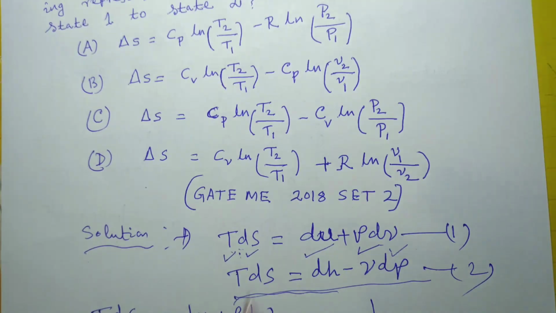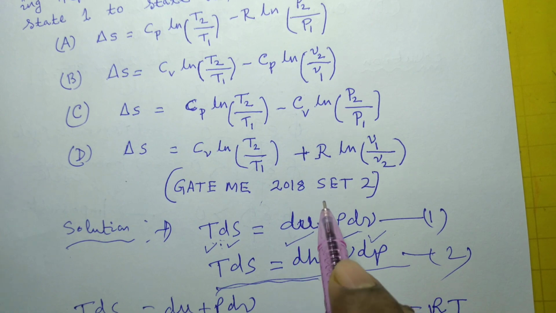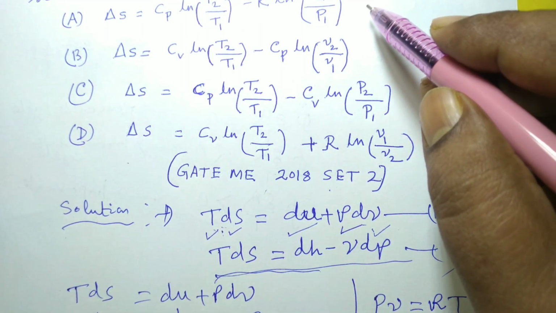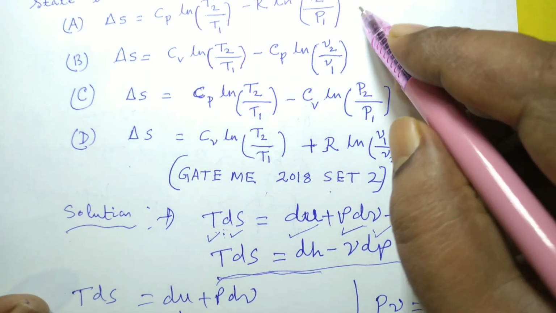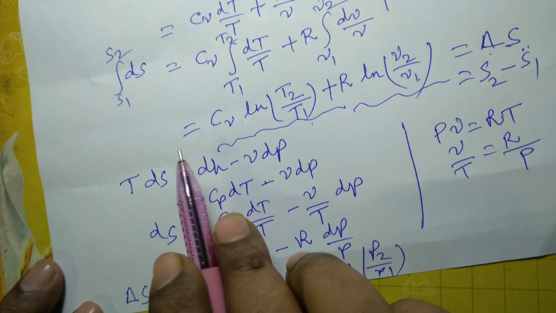You see, this question was asked in GATE Mechanical Engineering 2018 and it was in set 2. Out of the given options, we will see which option is correct. Obviously, this is the correct option because we have derived this. These two formulas can be used.